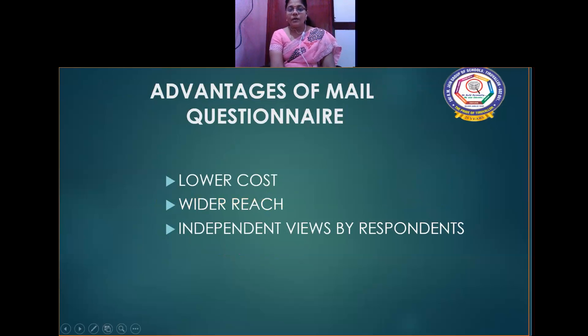Now, advantages of the mail questionnaire. First one, lower cost. As we are sending the mail through post, the cost will be less. If you plan to go and meet the respondent directly, personally, you have to spend more money as well as your time, isn't it? So when compared to a personal interview, the mail questionnaire cost will be less.